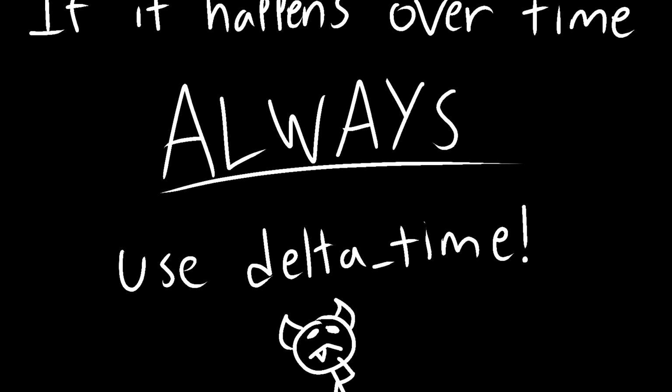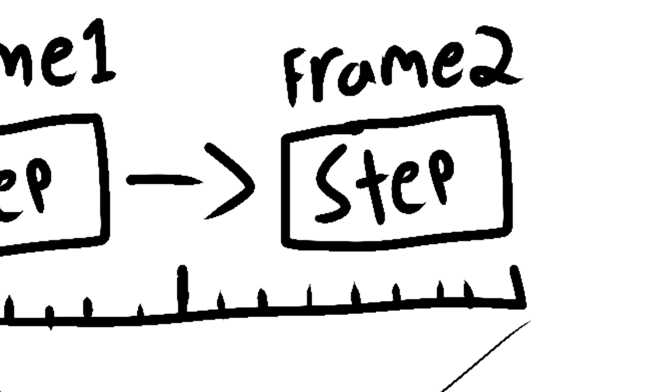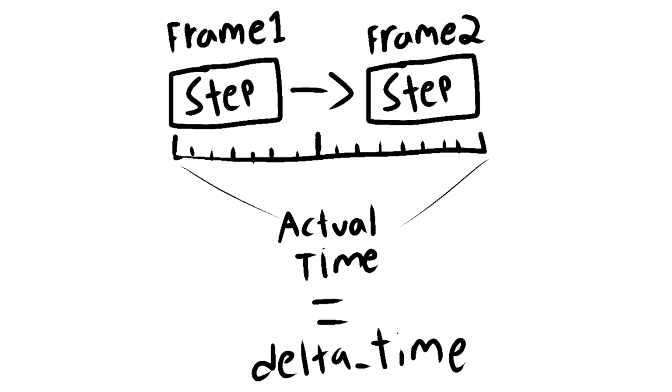So what is delta time, you might ask? Put simply, it's the amount of time between the previous frame and the current frame. It can be a bit hard to wrap your head around, but it makes sure that everything always moves at the speed it's supposed to, regardless of how many frames you miss.